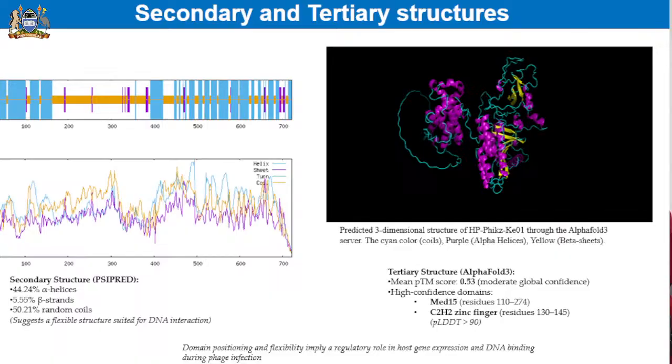In the 3 dimensions, at the residues between 130 and 140, where we said that it was the C2H2 zinc finger, we had a pLDDT of greater than 90. That means the prediction confidence is high. If the prediction confidence is high for this AI, that means this protein could be used in DNA binding or nucleic acid binding during the phage infection. Let's go to the next slide.